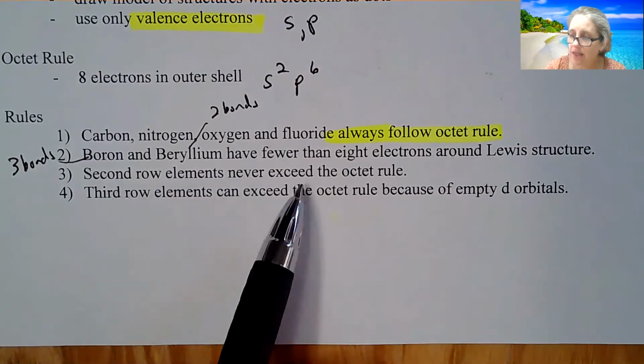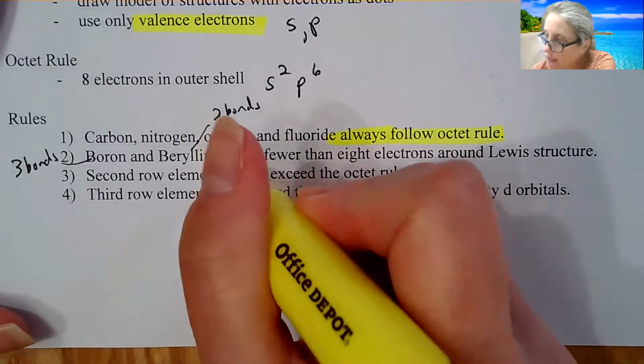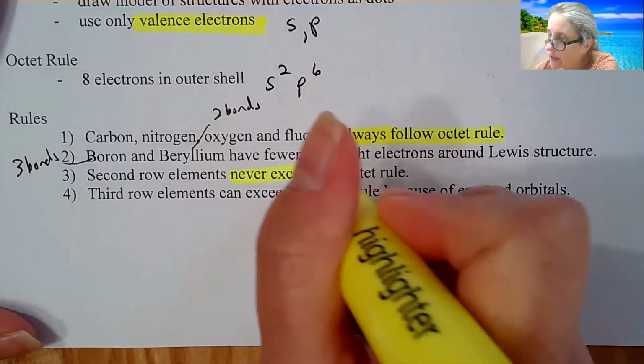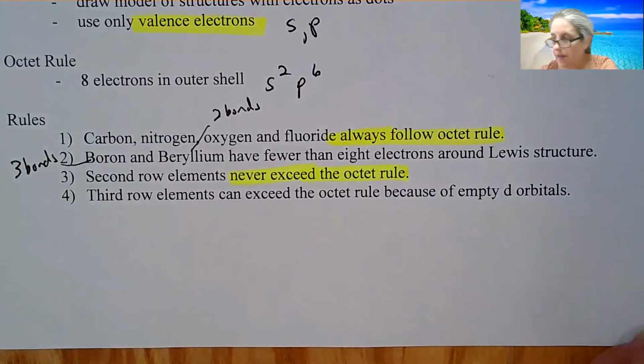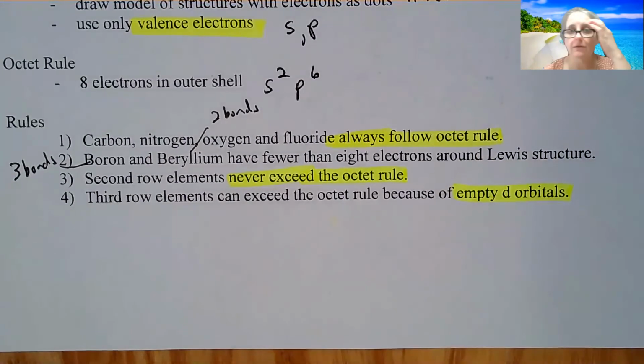Second row elements never exceed the octet rule, so you will never get anything to go beyond the octet, and we will talk about some things that do. And then the third row elements can exceed the octet rule because of what we call the d orbitals. And again, we did not talk too much about this in first year chemistry, so that is why we're going to spend a little bit more time on this in this section.